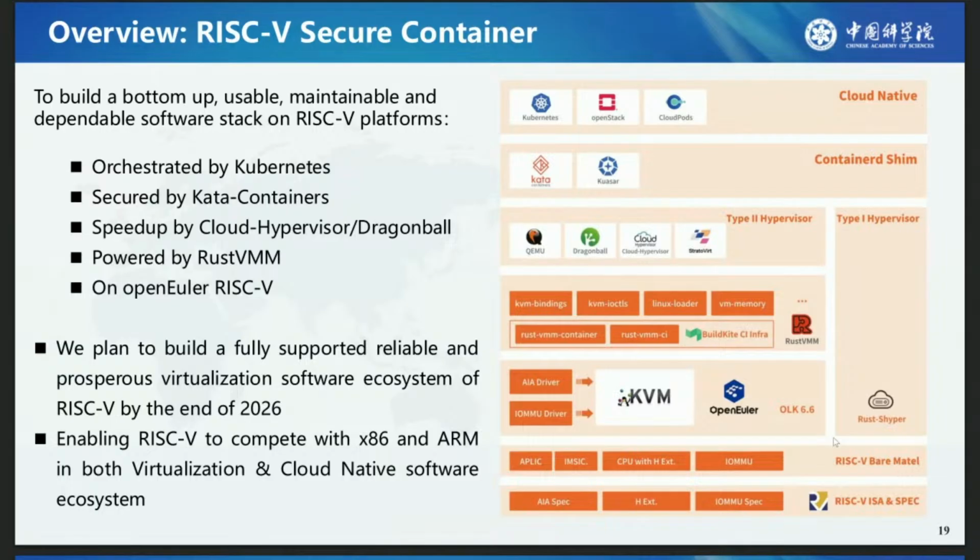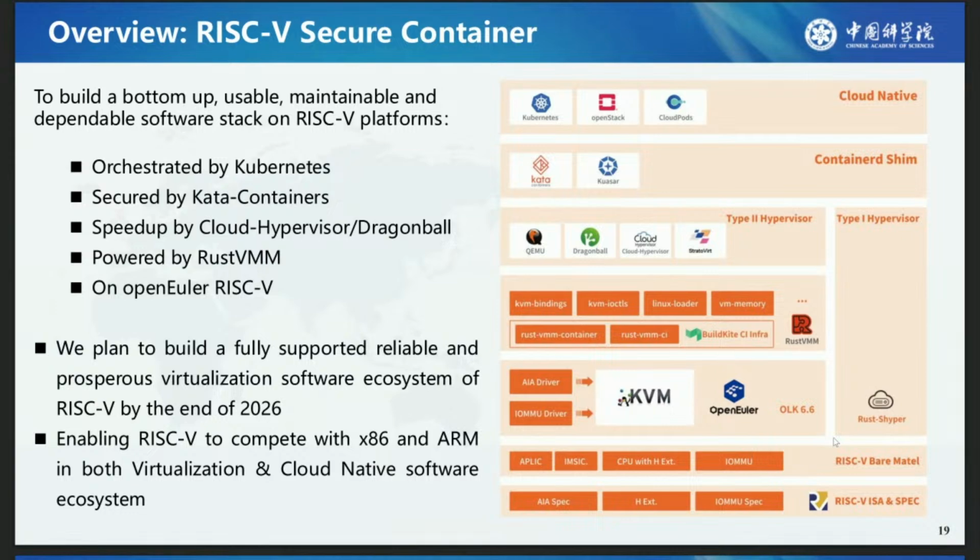Good, that's enough. So, as we all know, for RV23, the most important two features are the H extension and the vector extension. In terms of the H extension, we care about the RISC-V secure container. So we have planned to build a bottom-up usable and maintainable software stack on RISC-V platforms that would be orchestrated by Kubernetes, secured by Kata Containers, sped up by light hypervisors like Cloud Hypervisor and Dragonball, and powered by RISC-V. And at the end, it will be running on RISC-V.